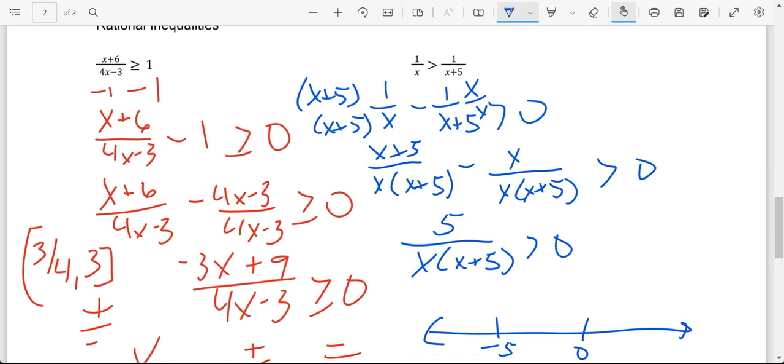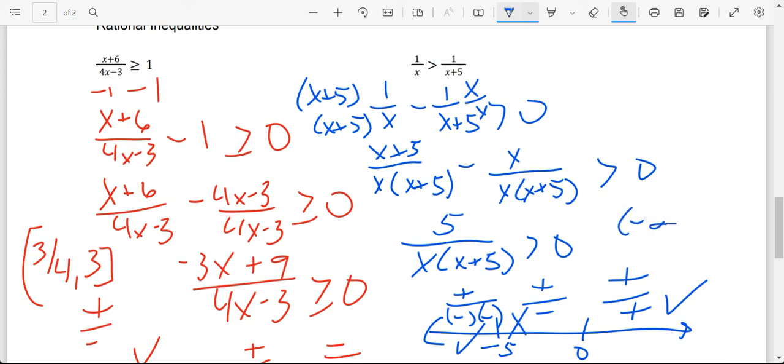So we pick a number greater than 0, like 1. We'll get a positive over positive. Is that going to be greater than 0? Of course. Between negative 5 and 0, let's say negative 1. That's going to be a positive over negative. Is that going to be greater than 0? No. And then we got less than negative 5, so that's going to get us a positive over a negative times a negative. I was just excited to say it's going to be positive. Negative times a negative is positive. Positive over positive is positive. Is that greater than 0? Of course.